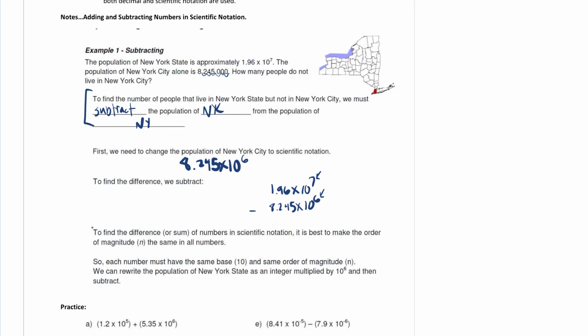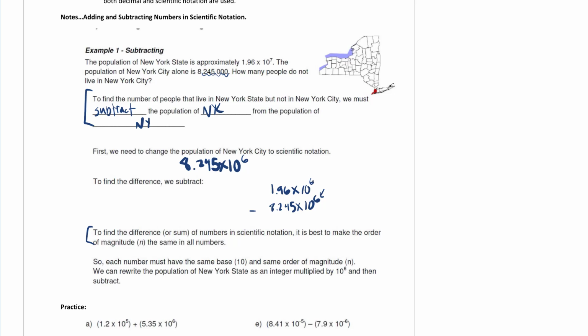Here's what this says down here. To find the difference or sum of numbers in scientific notation, it is best to make the order of magnitude the same in all numbers. So each number must have the same base and same order of magnitude. We can rewrite the population of New York State as an integer multiplied by 10 to the 6th, and then subtract. Or we could rewrite the other one as a 10 to the 7th integer. It actually doesn't matter. We'll do the 10 to the 6th since that's what it suggests.